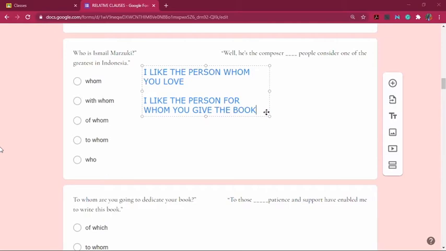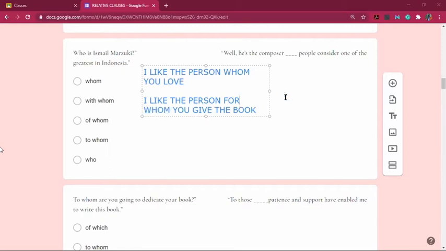For somebody means it is still an object, because in English there are 2 kinds of object, honey: the direct object and the indirect object. So I give a book for you. The book is the direct object, for you is the indirect object. So there are 2 objects in that sentence. I like the person for whom is the indirect object, you give the book is the direct object. So here why we have to use whom, because it still stands as the object. So that's why I have to use whom.